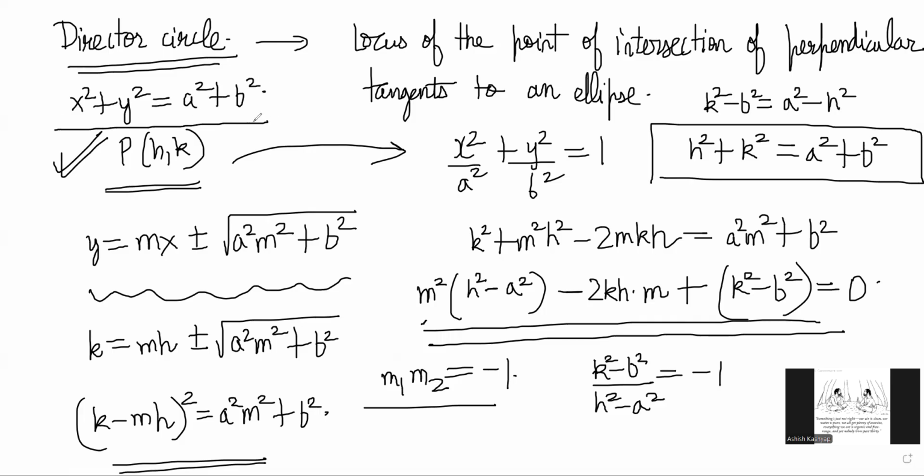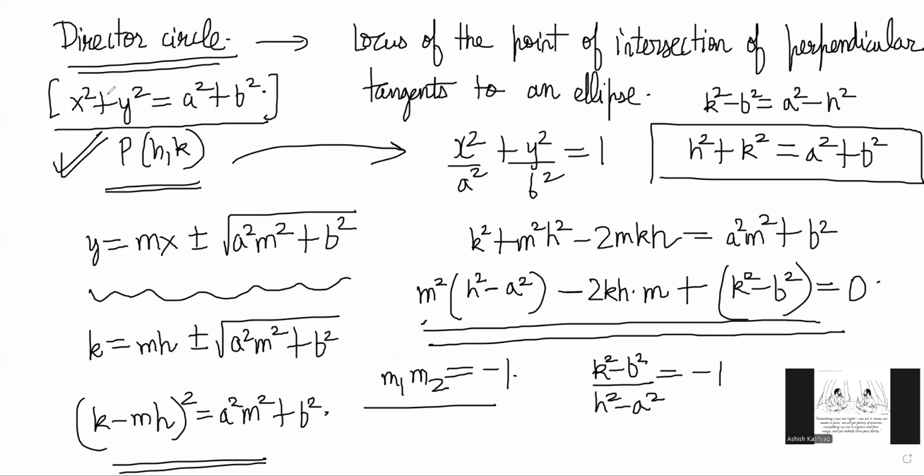as x square plus y square is equal to a square plus b square, which is known as the director circle. Notice that this is a circle with center 0, 0 and radius root over a square plus b square. And the center of the director circle is the same as the center of the ellipse, right? So that is something that you need to be aware of.